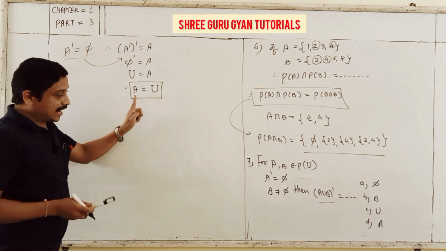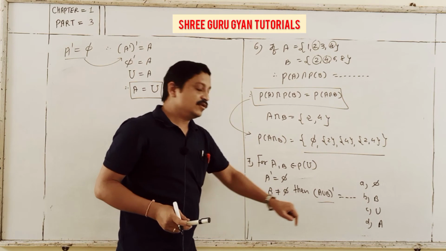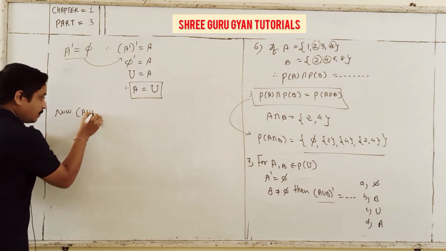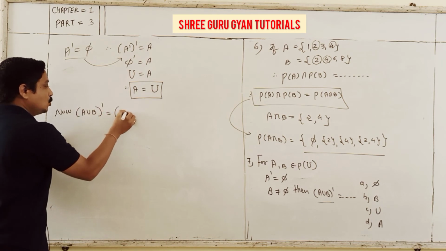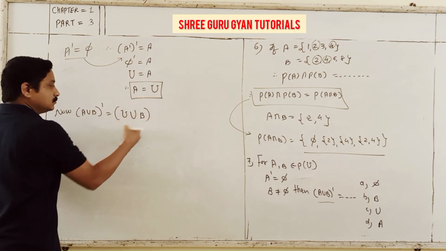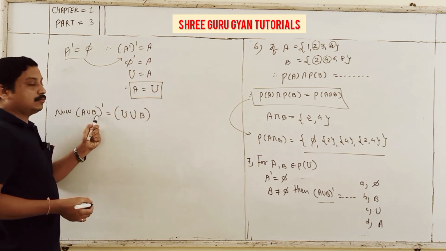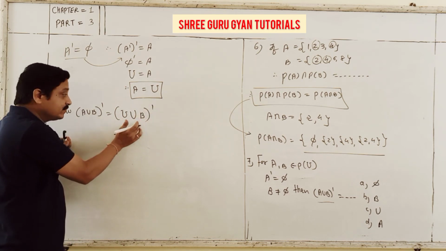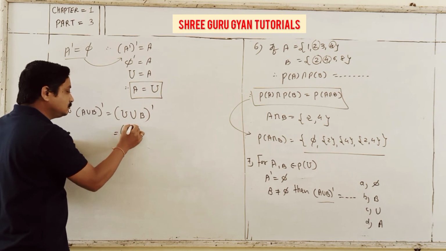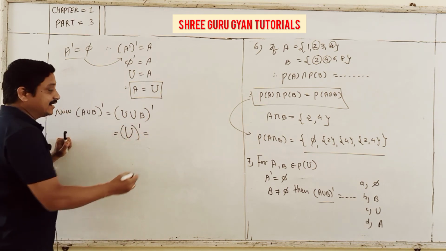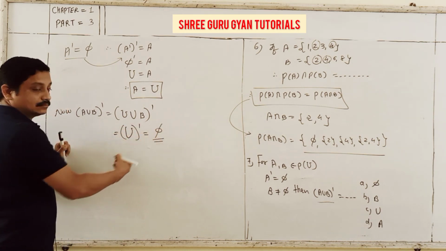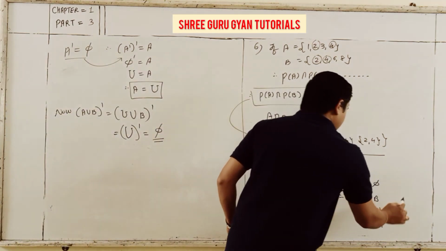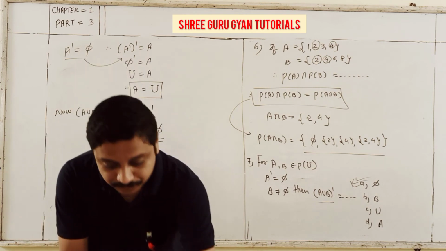Now this A I put here in A union B. Now A union B whole dash, as A is U, is U union B whole dash. Now U and B, if you union both, it is the universal set, and universal set dash is the null set. And that's your answer. You tick option A. Now continue.